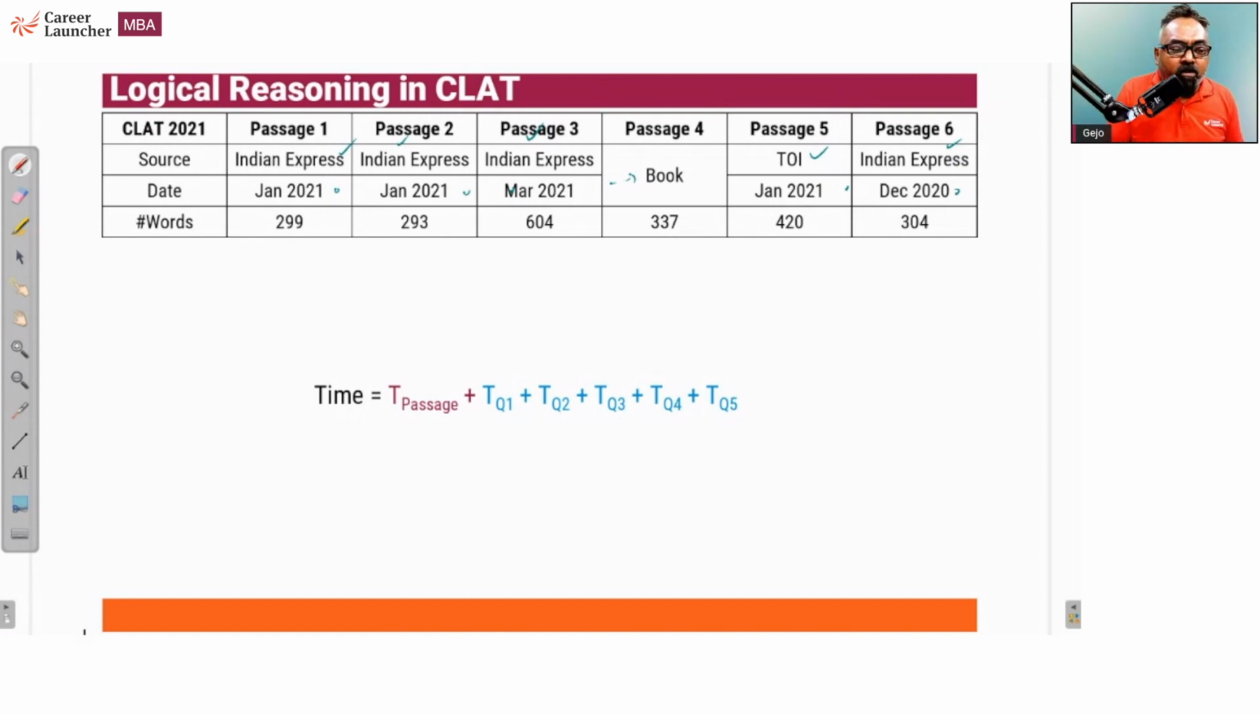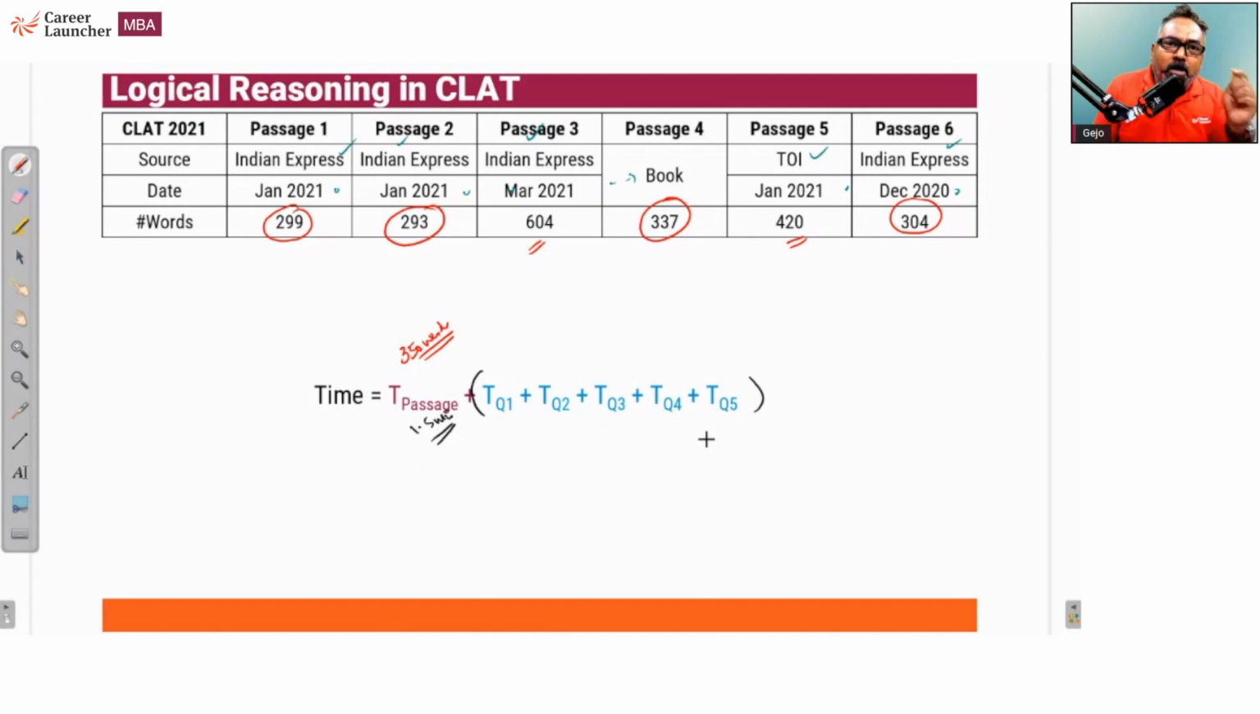Look at the number of words. 300, 300, 300, 300. One was 400, the other was 600. On an average, about 350 words. Now, 350 words, you can easily read in about 1.5 minutes. This topic or subject is not tough. This is something that you would know. It doesn't take time. And then you can easily knock off these 5 questions.